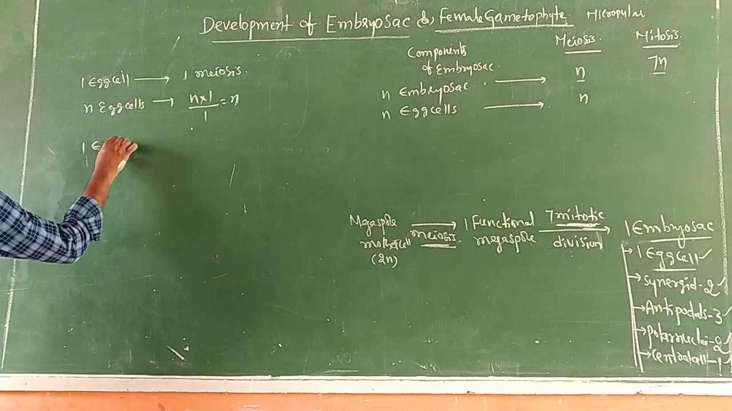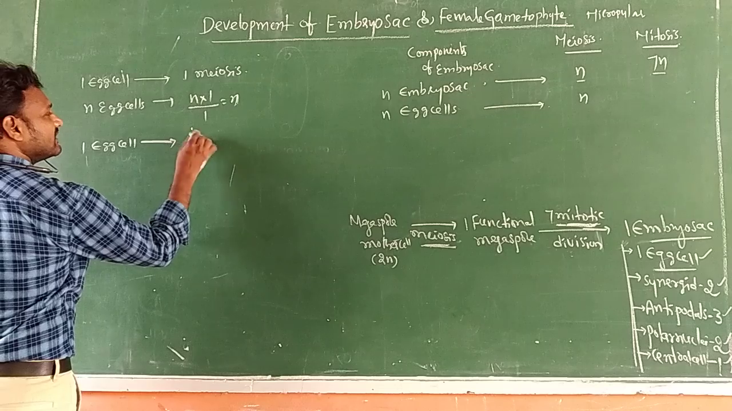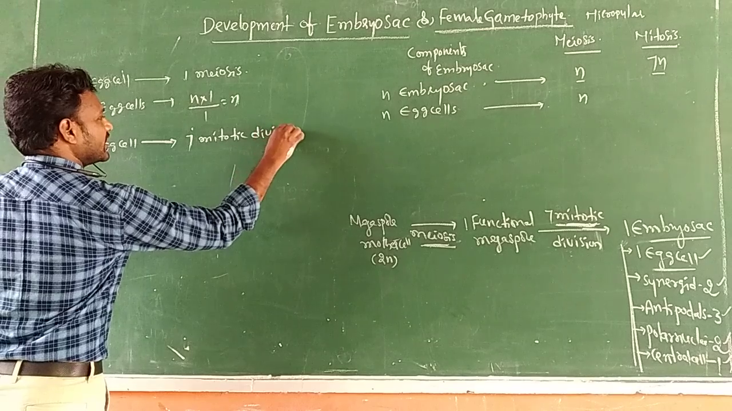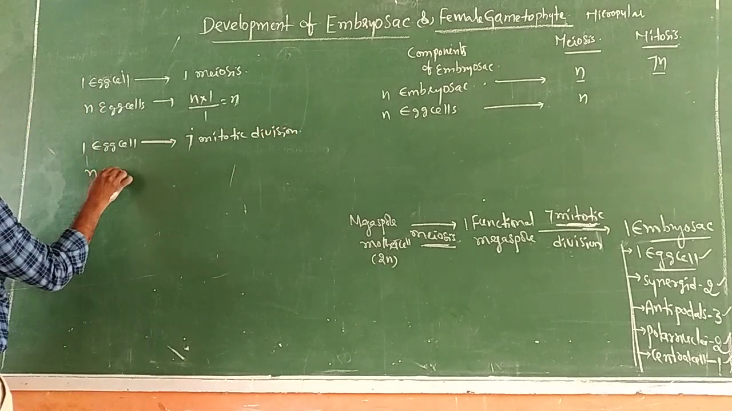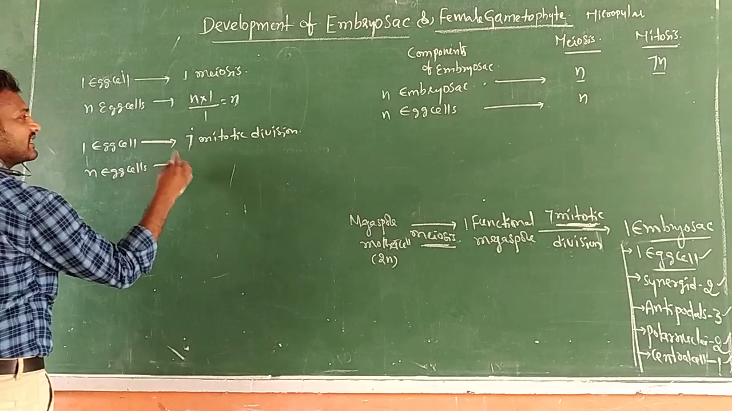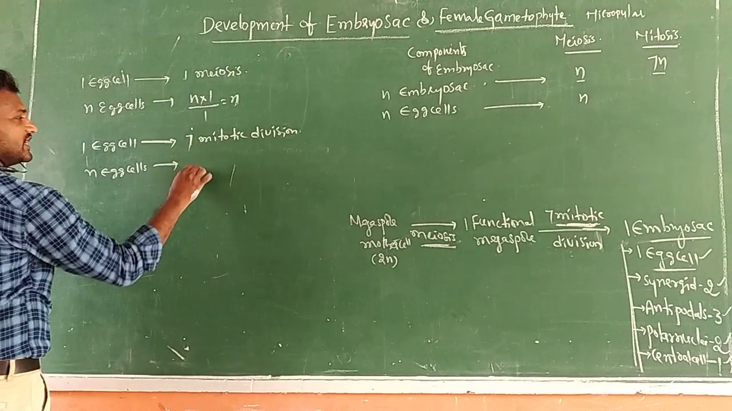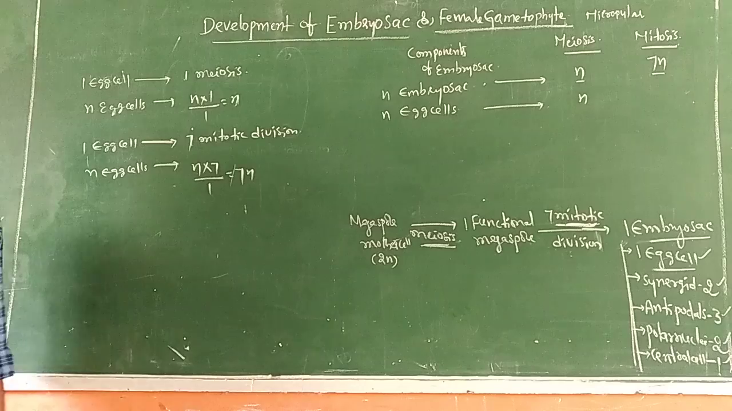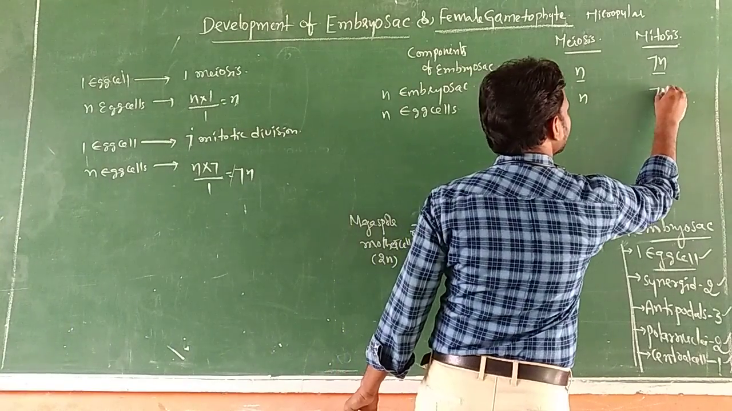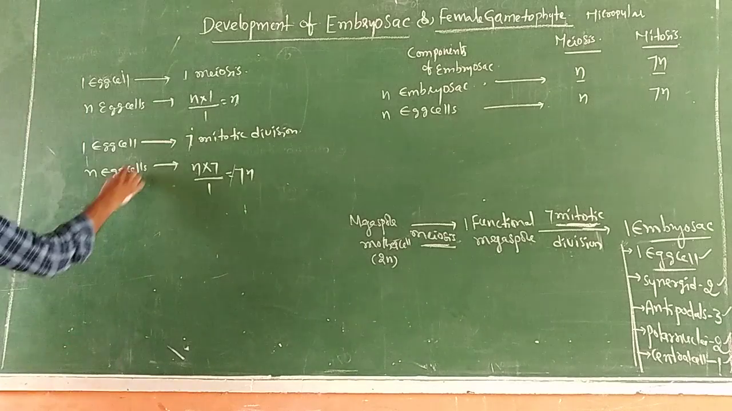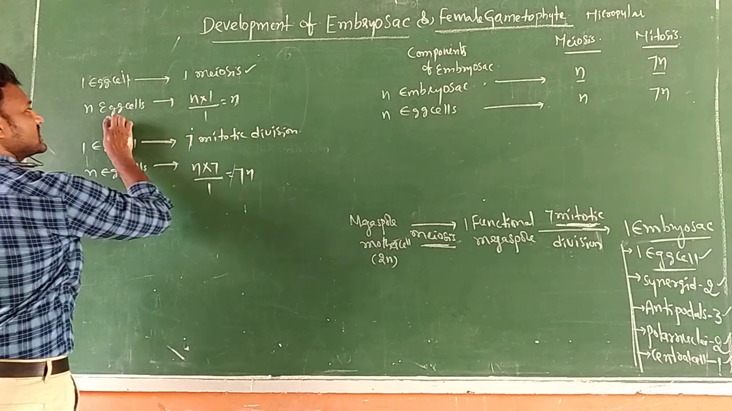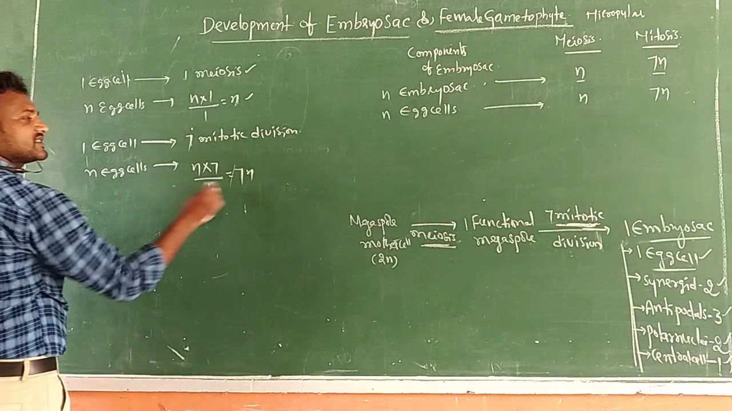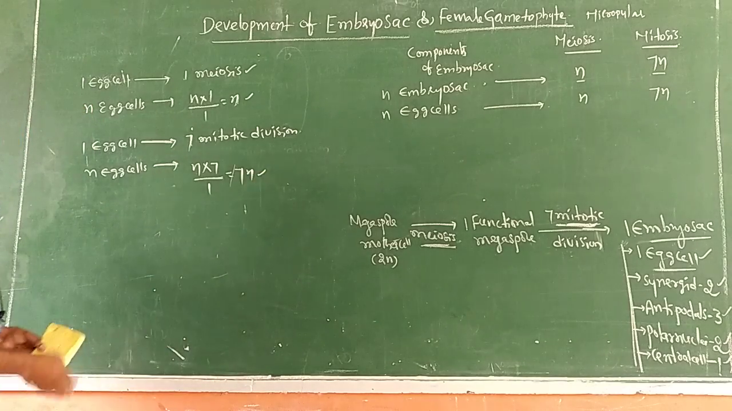Similarly, one egg cell requires 7 mitotic divisions. And n egg cells require how many mitotic divisions? N into 7 by 1 equals 7n. So one egg cell requires one meiosis, n egg cells require n meiosis. One egg cell requires 7 mitotic divisions, n egg cells require 7n mitotic divisions.